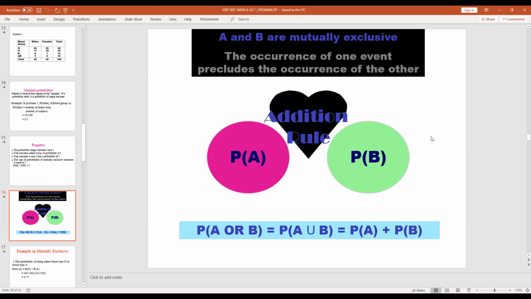Okay, so the first event I'm going to talk about is a mutually exclusive event. What do I mean by mutually exclusive events? If I want to talk in the framework of two events, A and B, event A and B are mutually exclusive if and only if they cannot occur together. They cannot occur together actually means it's either one occurs or the other one occurs.